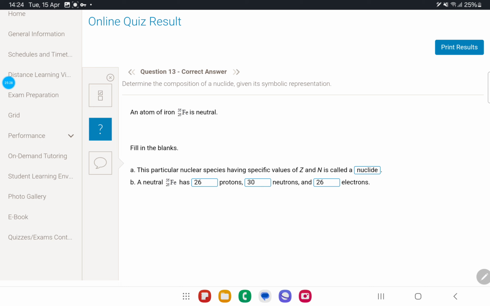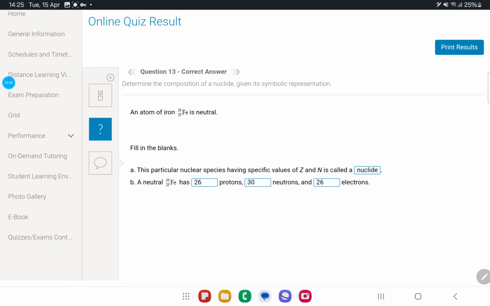Okay, question 13. An atom of iron, 56Fe26, is neutral. Fill in the blanks. A. This particular nuclear species having specific values of Z and N is called a nuclide. Like we said with the X and A and Z, all of Fe with the numbers make up a nuclide.